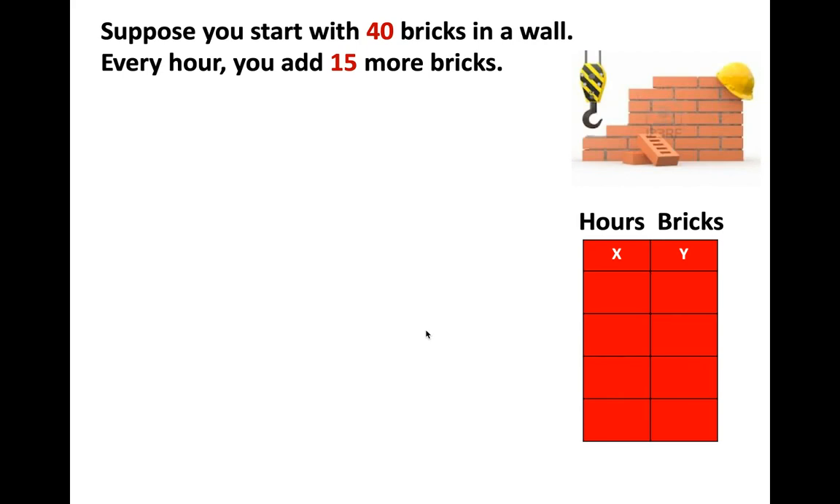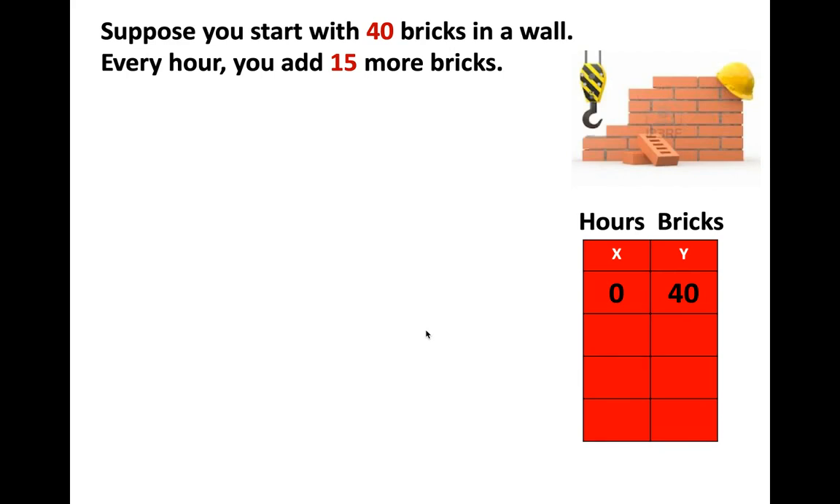Now, the most obvious one is, how many are we starting with? We're starting with 40. That means when hours, or X, is 0, Y is 40. So we have a starting amount. When X is 0, Y is 40. 40 is the starting amount. That's what we're starting with.